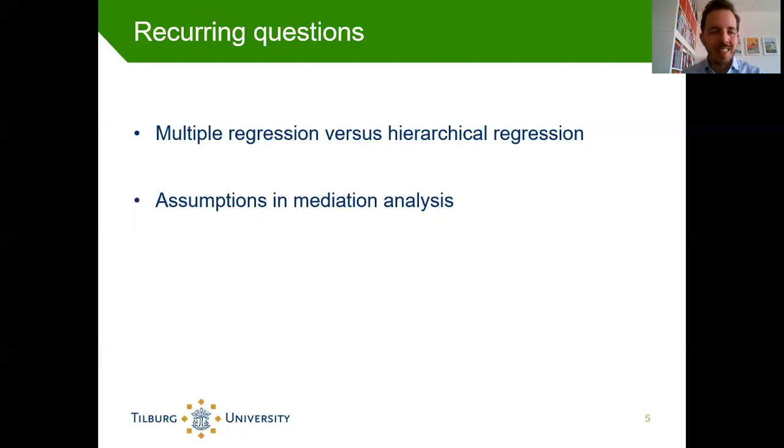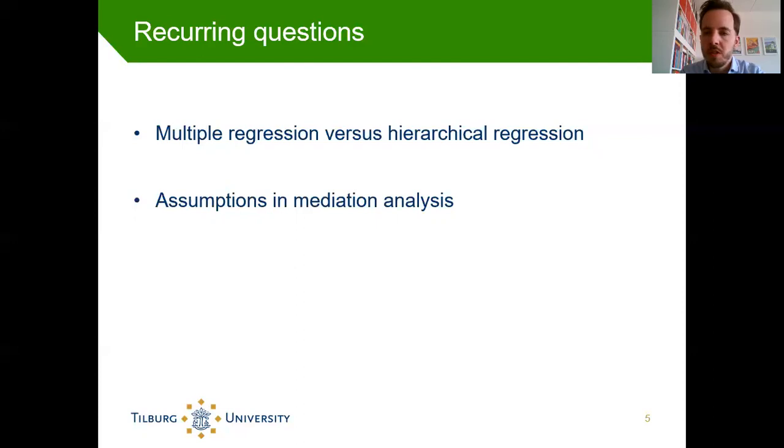Then a second point, some people already started looking also at this mediation analysis, which is great. And they were wondering what are the assumptions that should be checked in the case of mediation analysis. So another nice thing, of course, now is that you have those checklists, so there you can find it. But one important thing to mention there is that people typically do this mediation analysis after they have done a multiple regression or a hierarchical regression analysis.